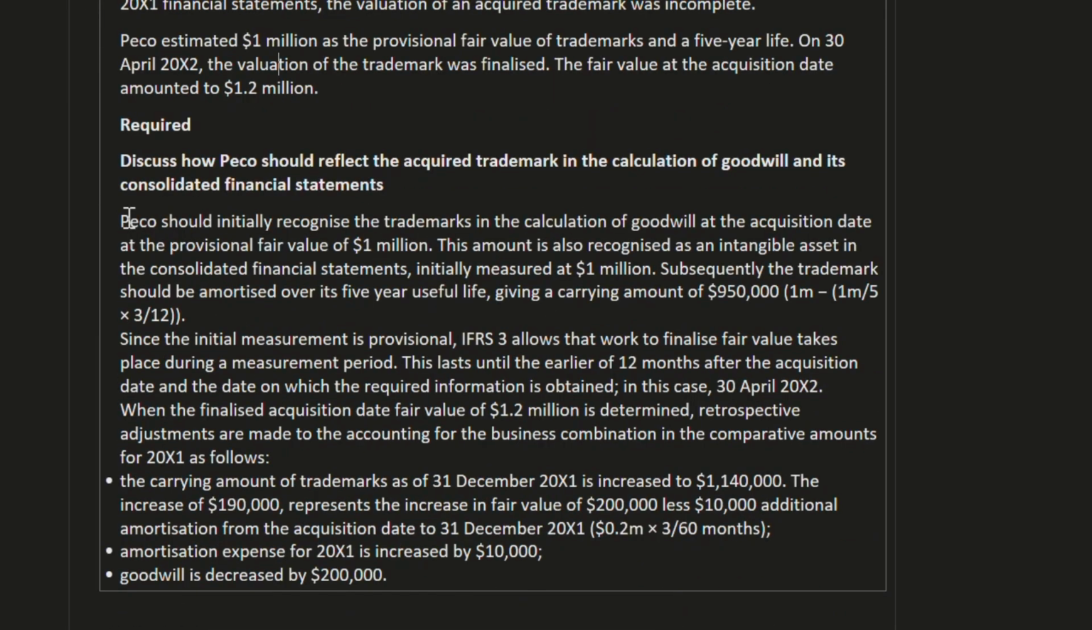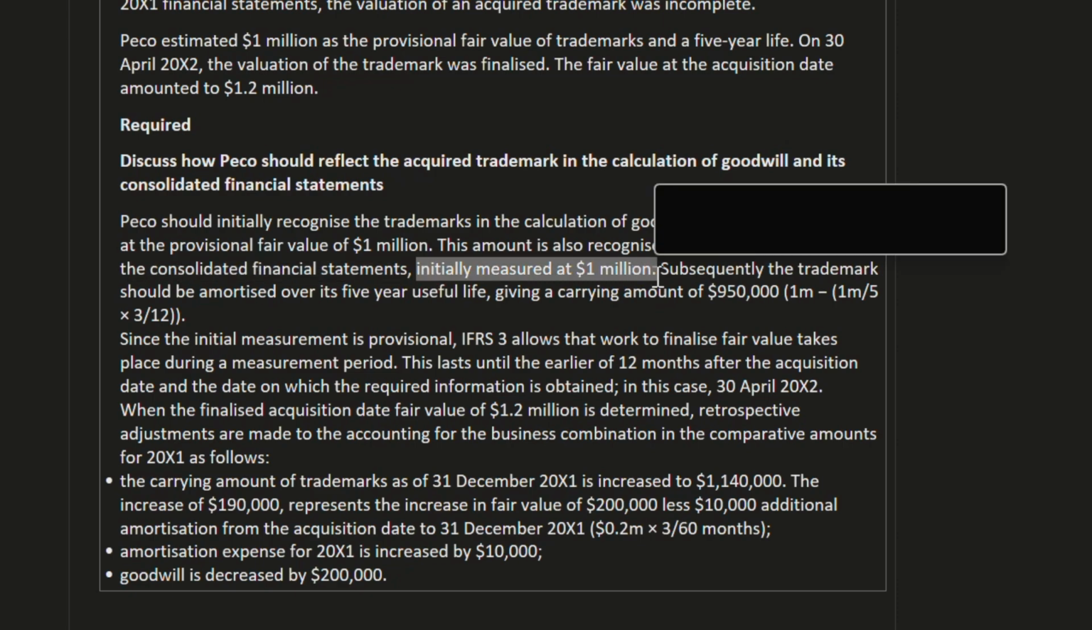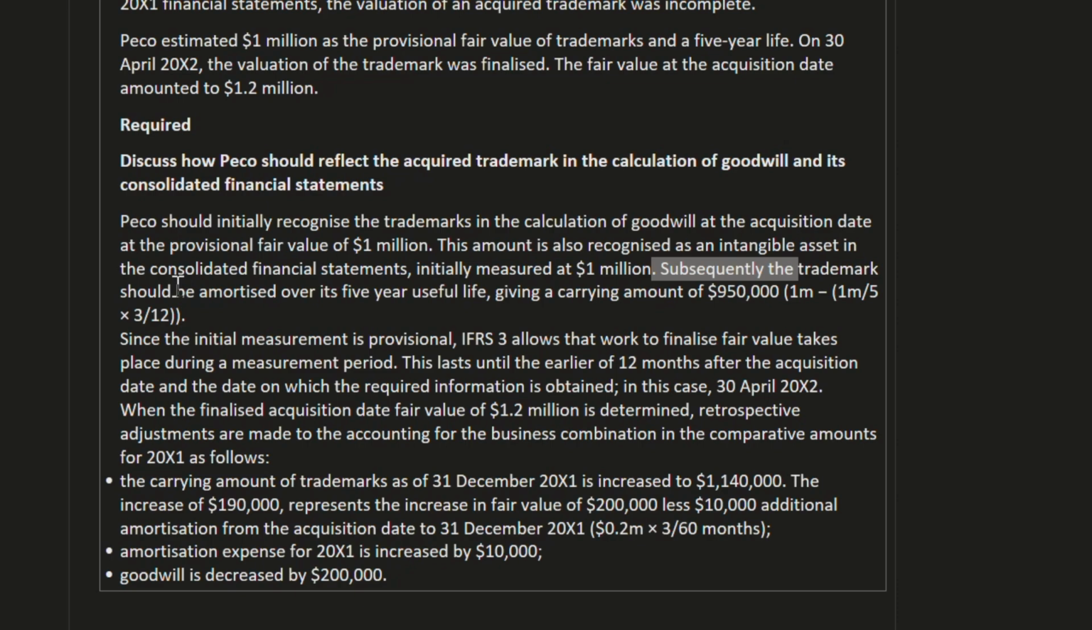First, PECO should initially recognize the trademark in the consolidation of goodwill at the acquisition date at the provisional fair value of 1 million. The amount is also recognized as an intangible asset in the consolidated financial statement, initially measured at 1 million. Subsequently, the trademark should be amortized over its 5-year useful life, giving a carrying amount of 950,000. That is 1 million, divided by 5, multiplied by 3 divided by 12.